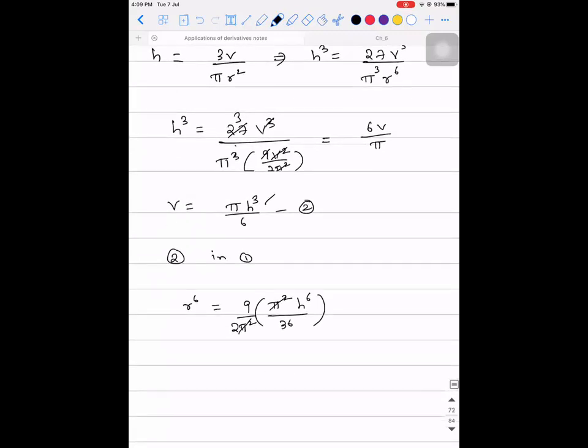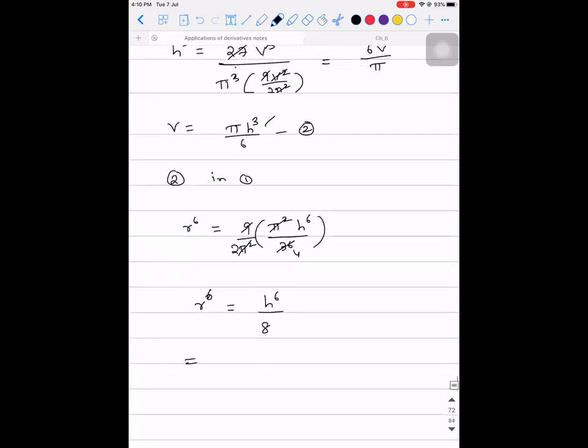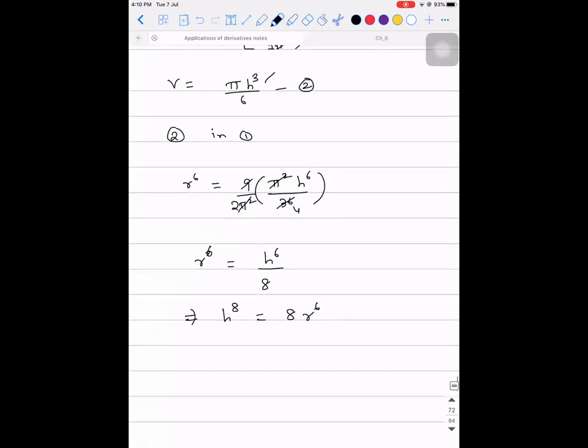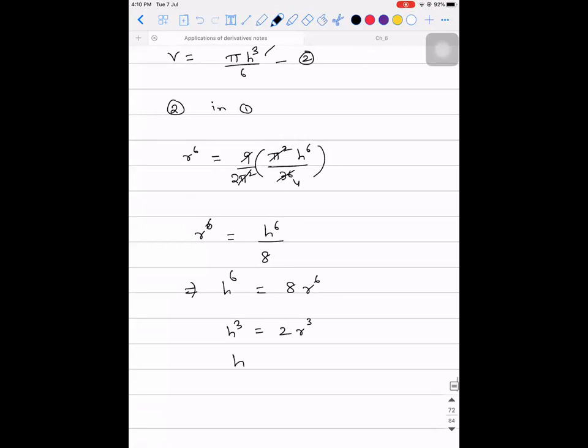So pi square and pi square will get cancelled. It will go 4 times. So r power 6 will be equal to h power 6 divided by 8, which implies h power 6 is equal to 8 into r power 6. Then what will h cube be? h cube will be 2 into r cube. Then h should be 2 power 1 by 3 times r.